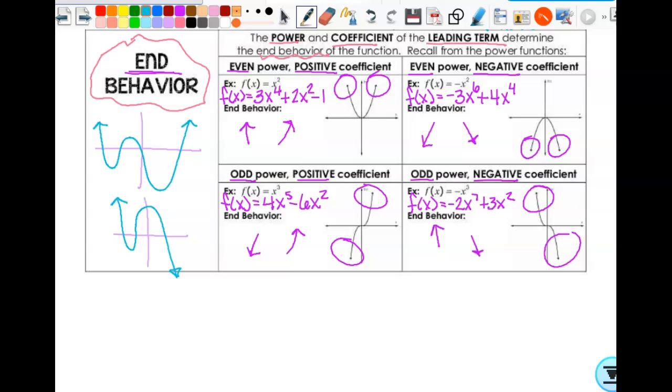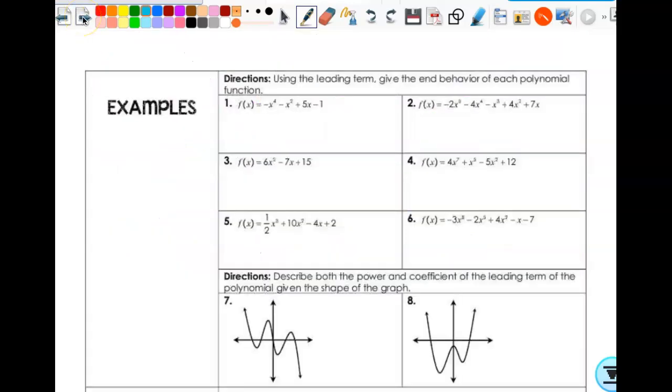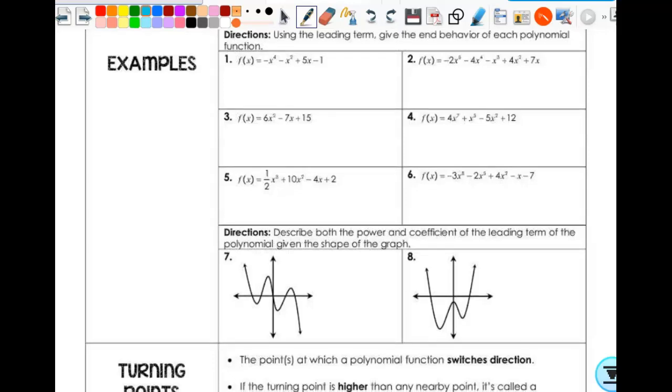All right, so let's look here. It says, using the leading term, give the end behavior of each polynomial. Okay, so I look here, my leading term, my highest exponent is 4. So first of all, what would I classify this as? What's it called? Quartic. Good. And then what does the end behavior look like? Down, down. It's even and it's negative. Okay. We also need to be capable of doing it in words, but sometimes that's all we need because that's kind of what we're going to need for the next part.